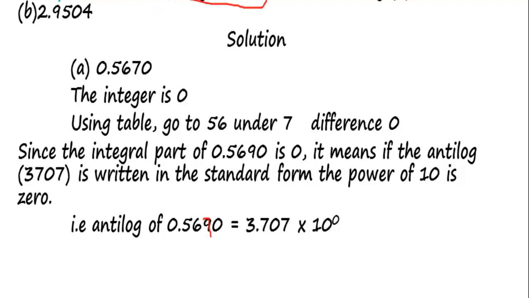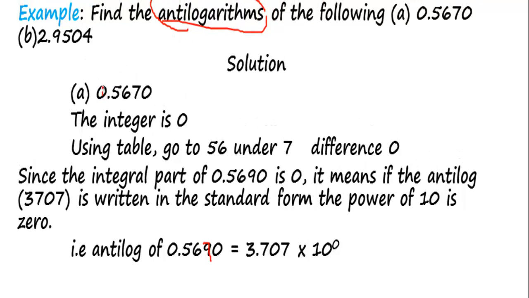You just go to the antilog table, and since there is no characteristic, you start from the mantissa, which is 56 under 7 difference 0. What you will get when you look at your antilog table is 3707. And when you get this, of course you know that the characteristic is 0, which is 10 raised to power 0, which is 1. So that's why you are going to get 3.707. Do you understand now? Because it's just one character. So let's move on quickly.